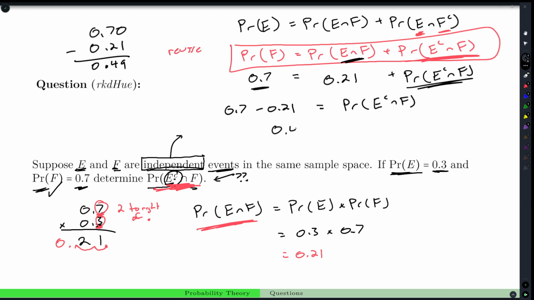So 0.49. Just under half, just under 50%, so there's a 49% chance that when you run whatever the experiment is, F happens and E does not happen. So there's our final answer.